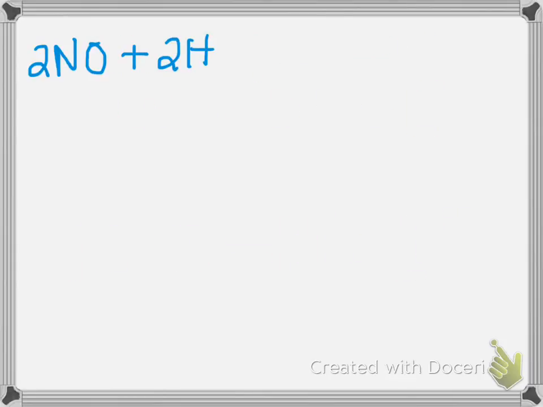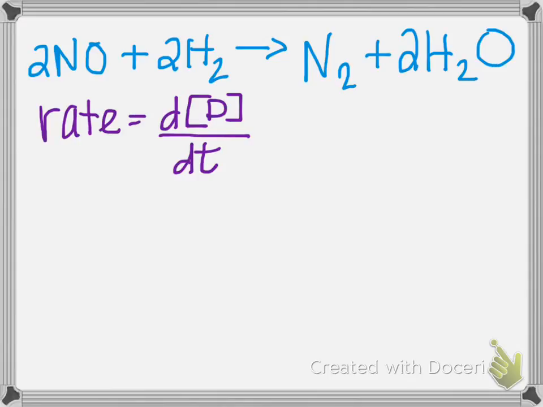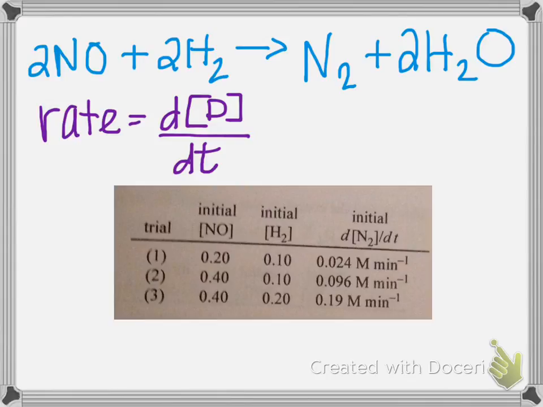For this problem, I will be using the following equation. I will also be using the standard rate law equation, which is d[D]/dt. In this case, d[D] equals the change of the concentration, and dt equals the change in time. I will also be using this following table to obtain values to solve for p, q, and k.